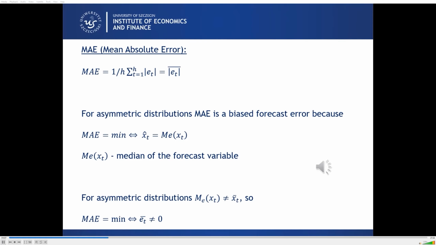Conclusions are different in the case of mean absolute error. This error is based on absolute deviations between empirical values and forecasts. For asymmetric distributions, mean absolute error is a biased forecast error because it is minimal for forecasts on the median level. As you can see, for asymmetric distributions, the median is different from the mean, so mean absolute error is minimal for biased forecasts, and this makes this error biased.